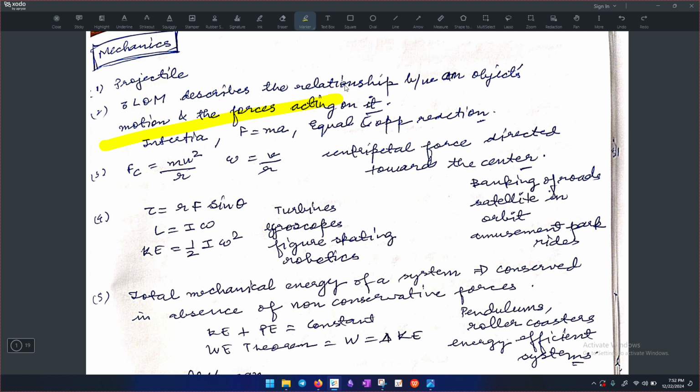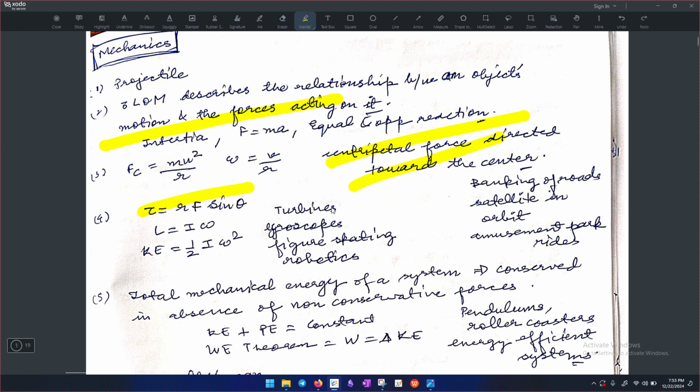Centripetal force is mv squared by r. Omega, which is the angular velocity, is denoted by v by r. Centripetal force is directed towards the center. Now tau is equal to rF sine theta. Tau is basically torque. L is angular momentum, I omega, and kinetic energy is half I omega squared.